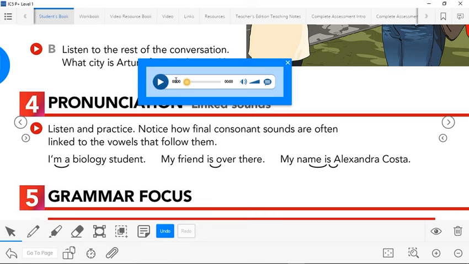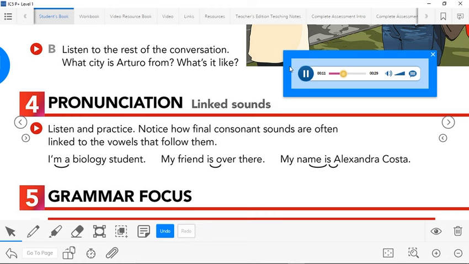Page 3, Exercise 4. Pronunciation. Linked sounds. Listen and practice. Notice how final consonant sounds are often linked to the vowels that follow them. I'm a biology student. My friend is over there. My name is Alexandra Costa.